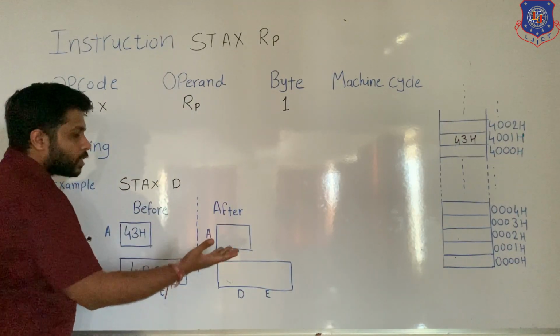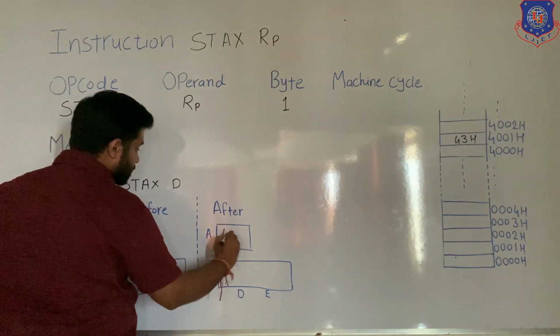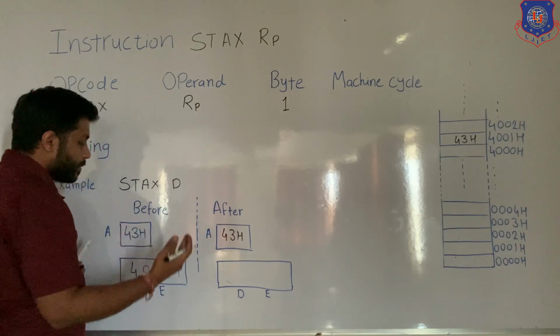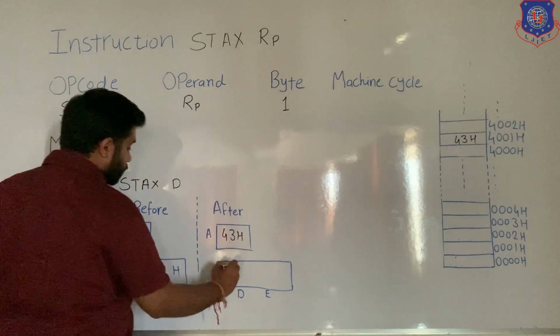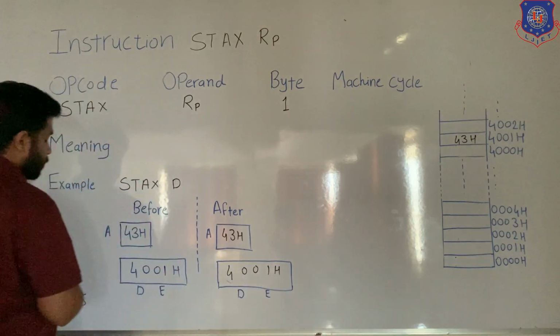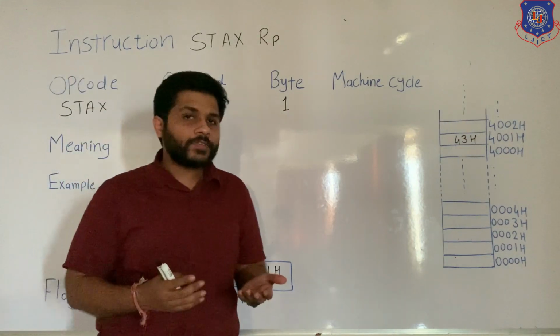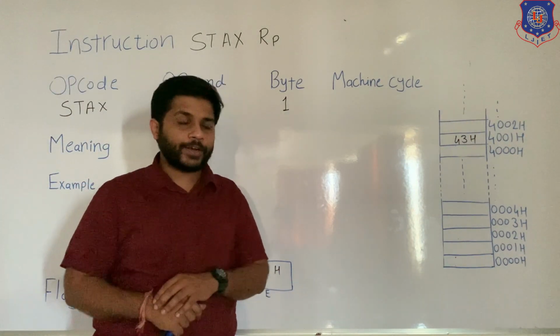Now after the execution, in the accumulator, the copy of the data remains. It means in the accumulator, the 43H will be there, and in the DE pair, the 4001 will remain the same. Flags of the instruction: because it is a data transfer instruction, no flags are affected.